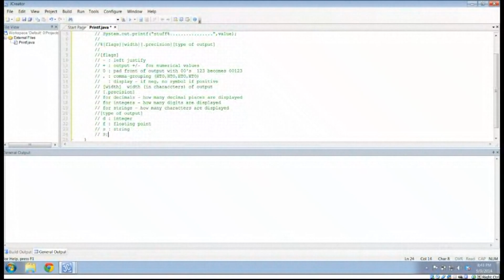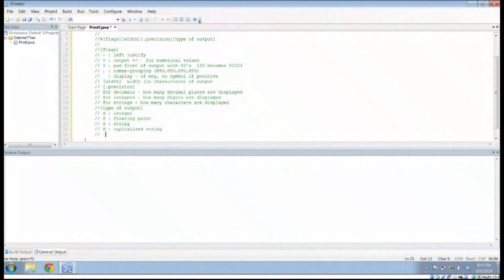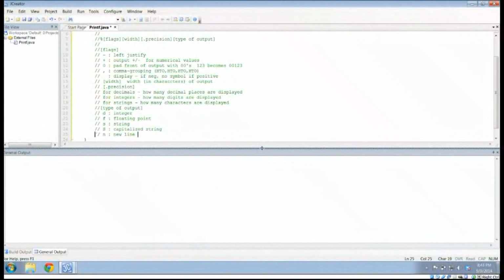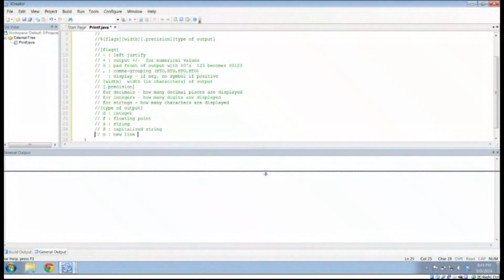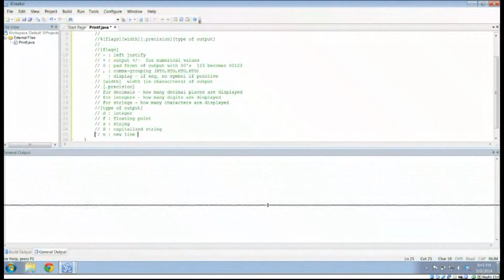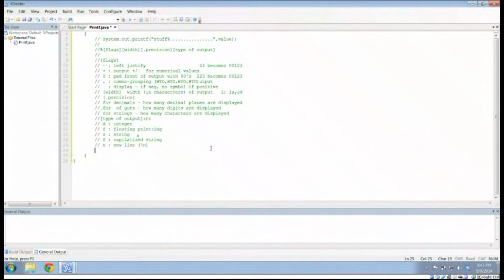If I have an s, a lowercase s, this is going to be a string. If I have a capital S, then this forces the entire thing to be capitalized. And if I have an n there, then this is going to force me to get a new line. So in other words, it's basically the same as the \n that we're used to. So this is how we're dealing with printf, and there's a lot of data here, and so the best way to go through this is just go through a ton of examples.